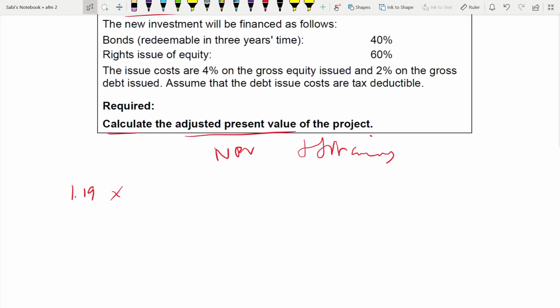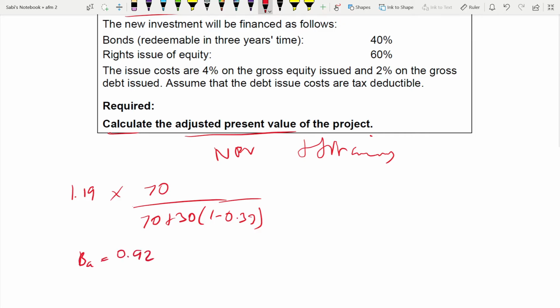Imagine if you're having debt 70 and equity 30. It's a very risky company. They will not give it like that. It's the other way around. So it is 70/30. So 70 over 70 plus 30, into 1 minus tax, which is 33%, not 30%. Do the calculation and asset beta will be equal to 0.92. This is the asset beta.